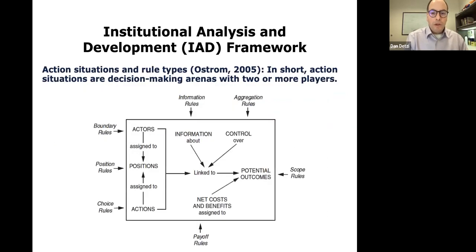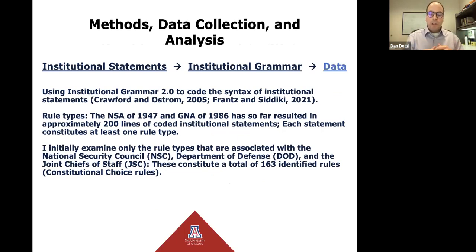So I know I'm dealing with an audience here who's very familiar with this framework, I believe. So the IAD framework, the action situation construct here is probably very familiar. And this is the image from Ostrom's 2005 book that talks about rule types. So these are the rule types I'm looking at from these two pieces of legislation, and how I'm using IG 2.0 to code the institutional statements from both of these pieces of legislation.